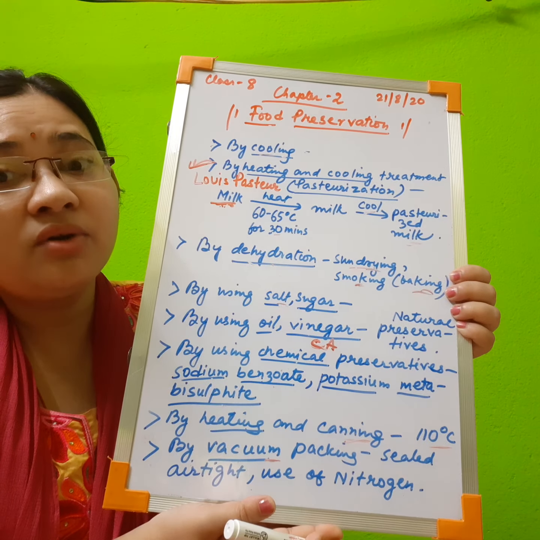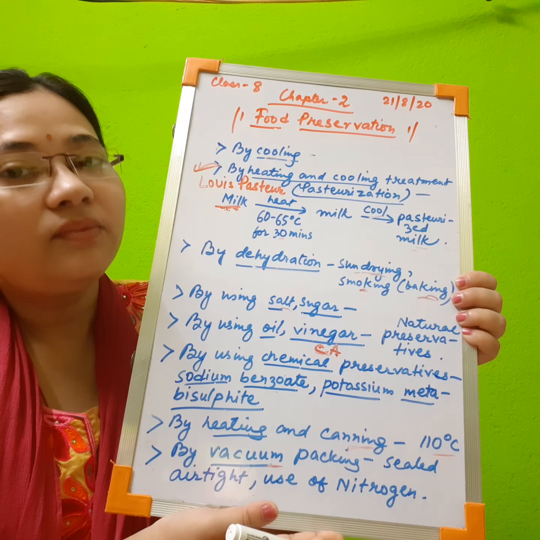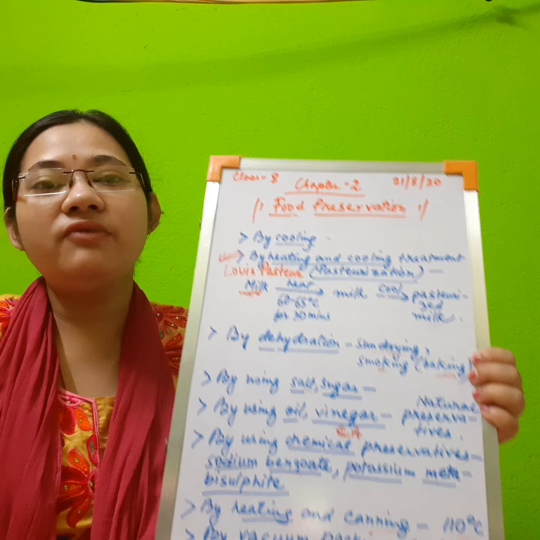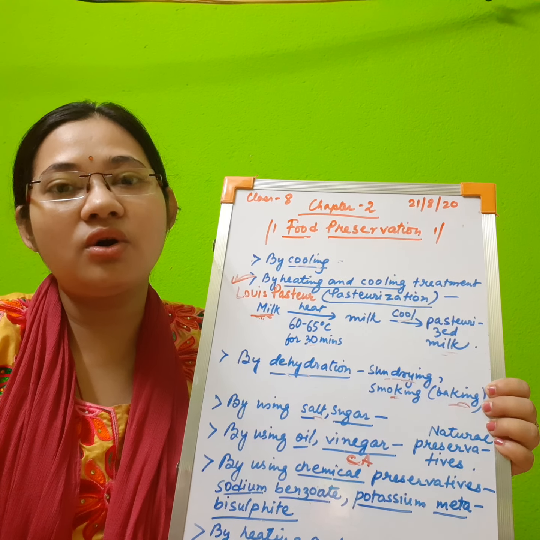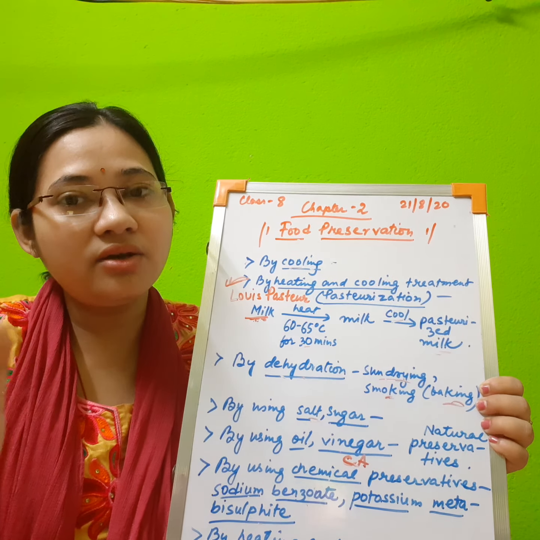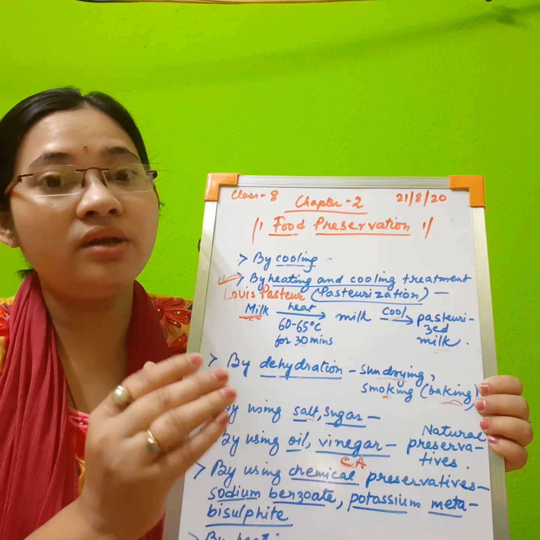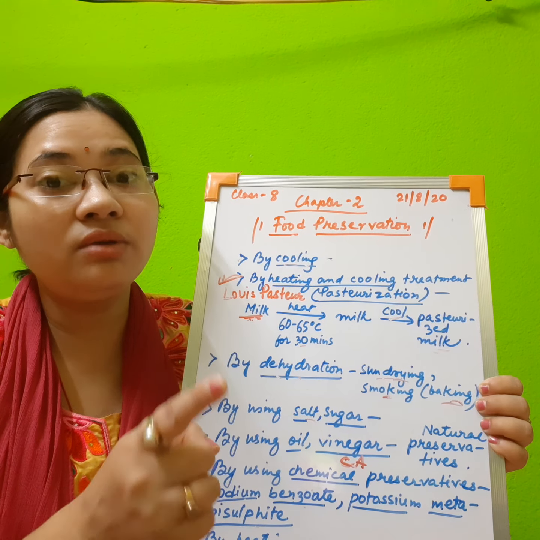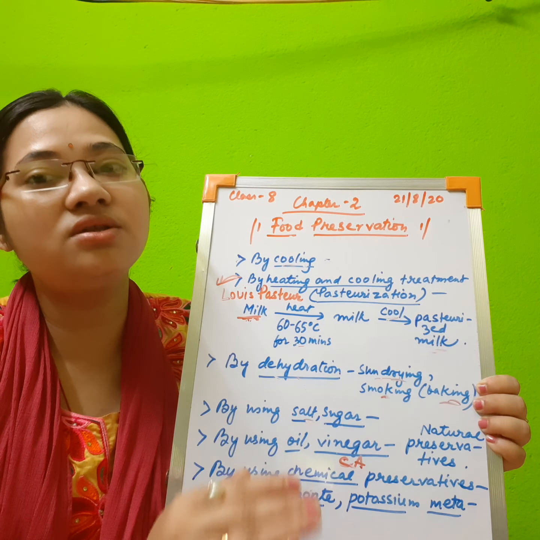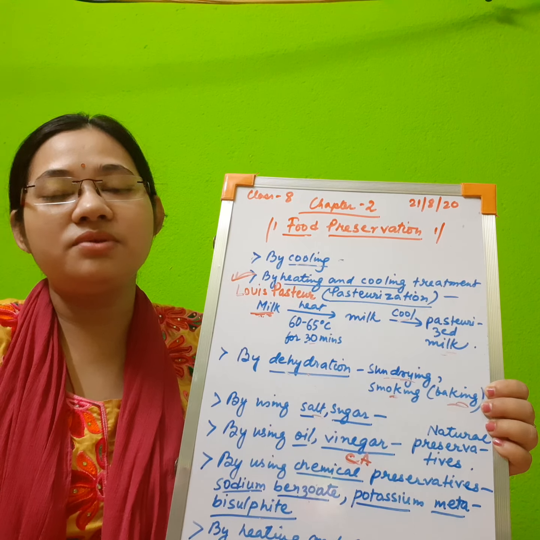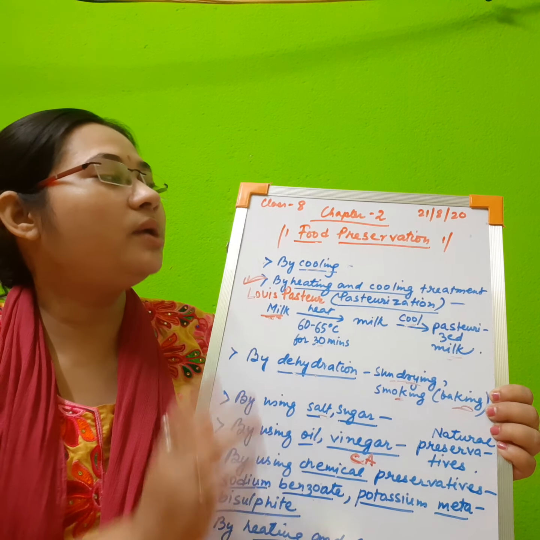By adding some amount of nitrogen inside the packet, the growth of microorganisms is also prevented. Okay, that means in vacuum packing, oxygen is taken out from inside the packet and nitrogen gas is filled, so that microorganisms do not grow in the presence of nitrogen, but they grow in the presence of oxygen. That is why oxygen is removed from the packets. Okay, so these are the different ways by which food can be preserved.